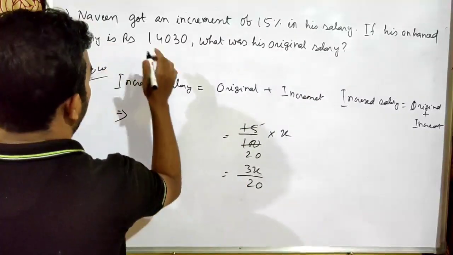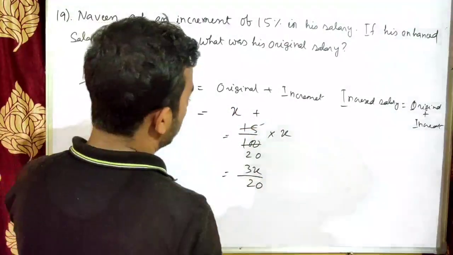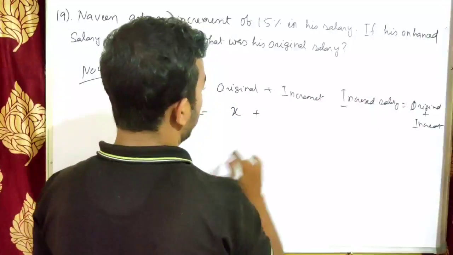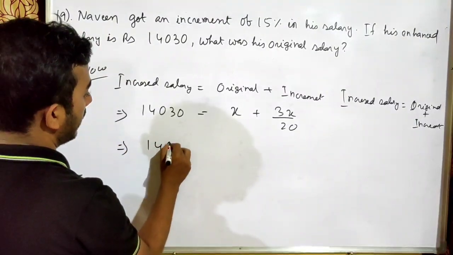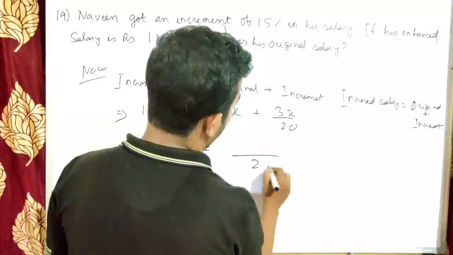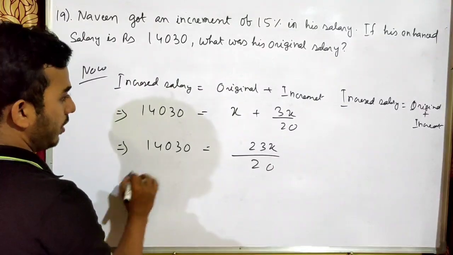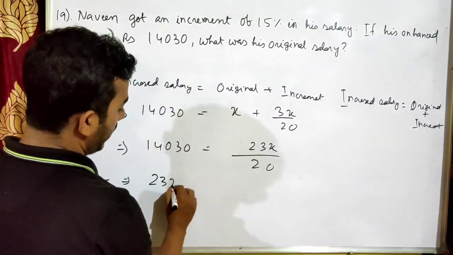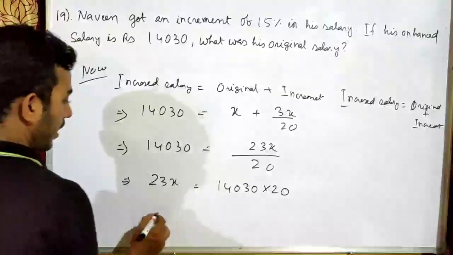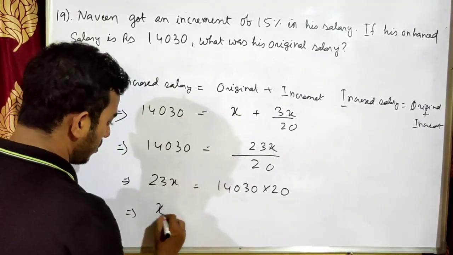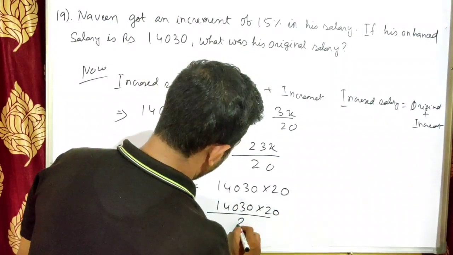So increased salary is 14,030. Original was X, and increment is 3x by 20, isn't it? So it will be 14030 by 20, 20x plus 3x will be 23x, isn't it? Now it will be a side change. When we change the side, it will be multiplied. So 23x equals 14030 into 20. Now 23 is multiplied, so when you change the side, it will be divided. 14030 into 20 divided by 23. Up to this, clear?